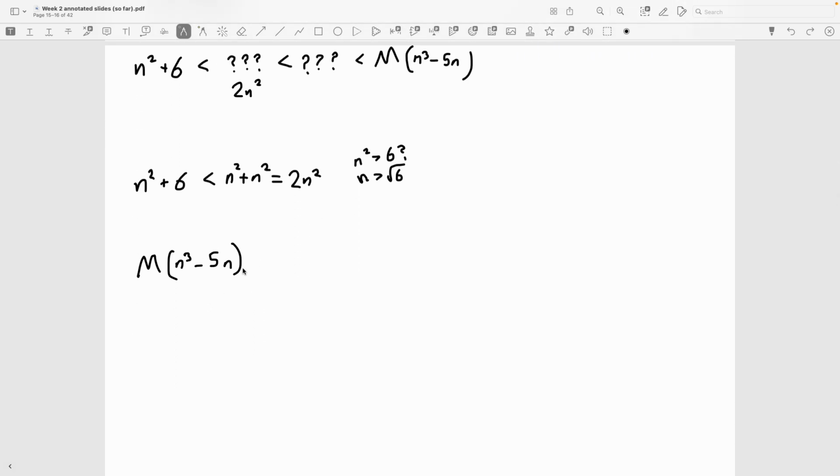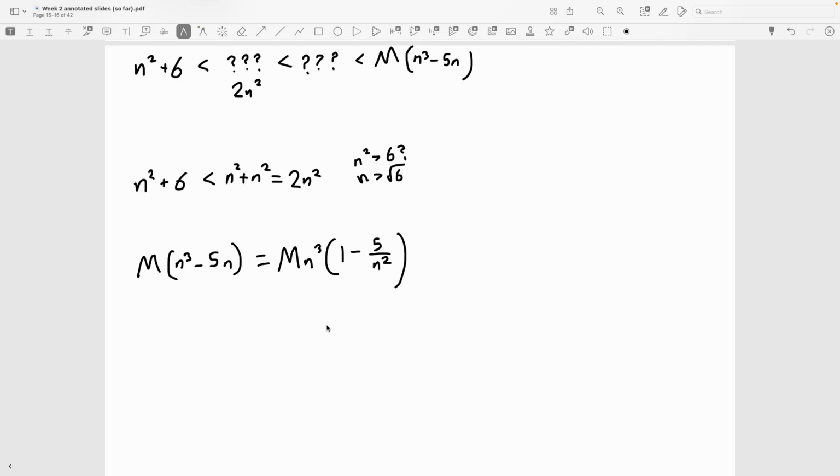But before we do any actual inequalities, we're going to use that factoring out trick described earlier. We're going to factor out n cubed to get mn cubed times 1 minus 5 over n squared.